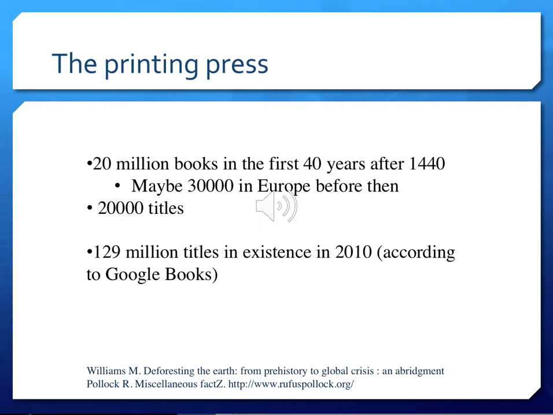Before that time, there were maybe 30,000 books in Europe. In the 40 years following the introduction of that press, 20 million books existed, with 20,000 different titles. Currently, there are 129 million titles in existence. That's in 2010, according to Google Books, and quite a significant number. And certainly the impact that it had on education was profound.